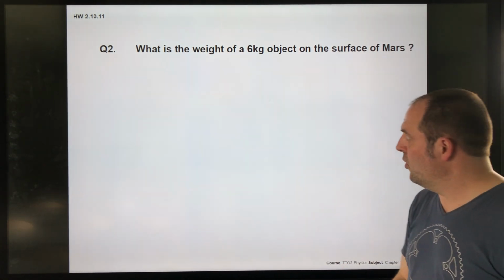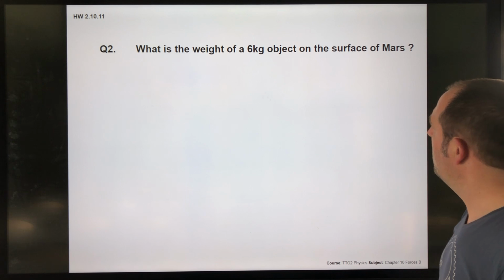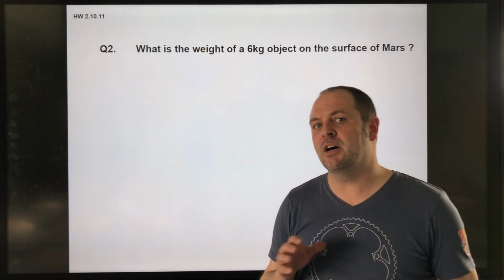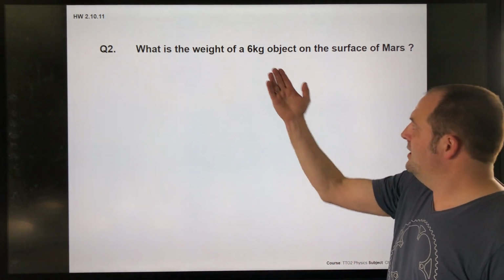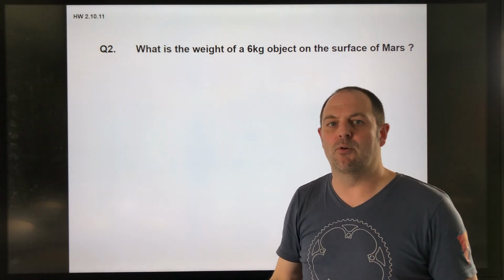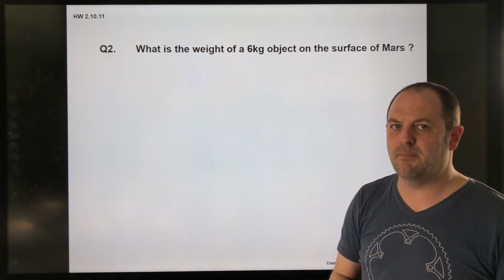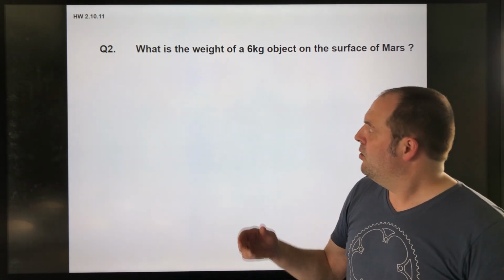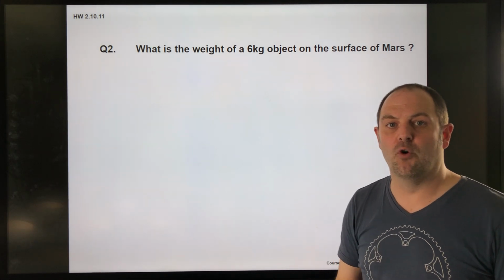Question number 2. What is the weight of a 6 kilogram object on the surface of Mars? Remember that the weight is not the same as the mass. The mass is not going to change. It's 6 kilogram here on Earth, it's 6 kilogram on Mars. The mass, the amount of atoms, is not going to change. What is going to change is the weight, the gravity force pulling on you.